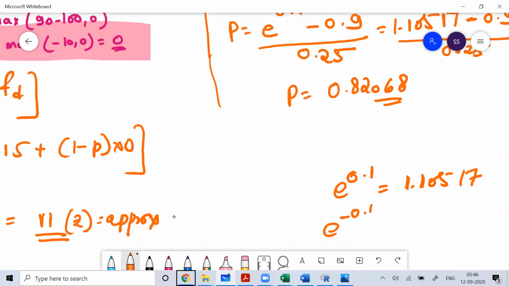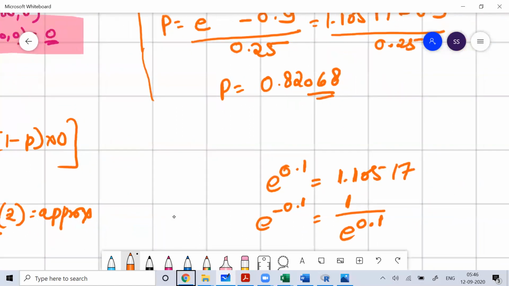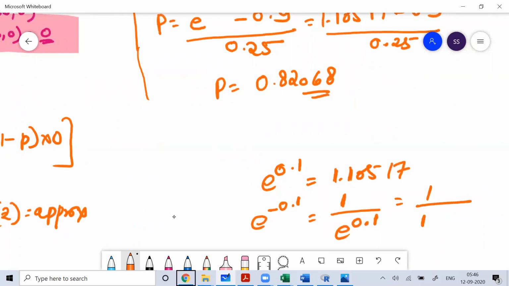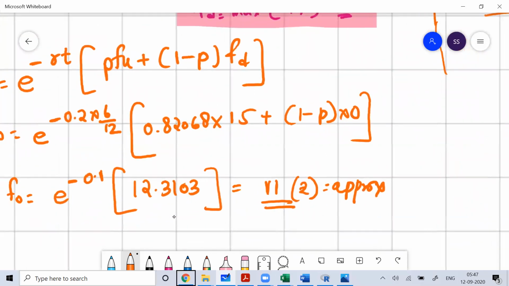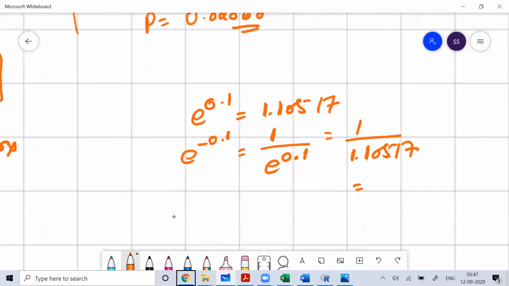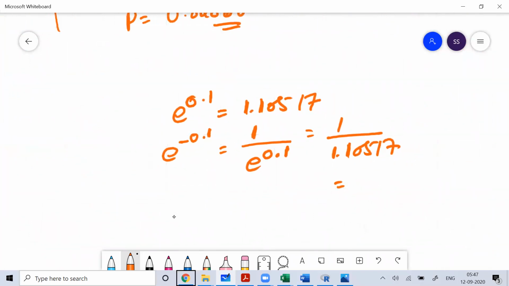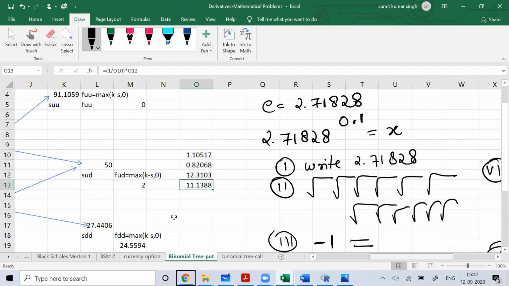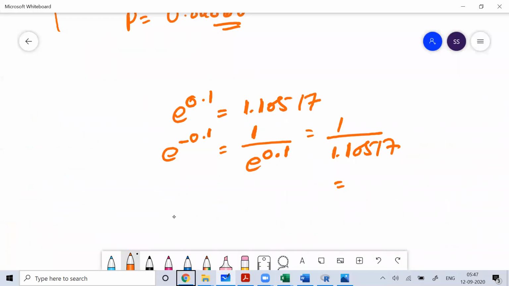Now if I'm asking e to the power minus 0.1, that is nothing but 1 divided by e to the power 0.1. I believe you have seen all my previous videos, so you can easily understand. Whatever value you get, you divide 1 by 1.010517, and that will give you the answer. So this is 0.90484. That is the value of e to the power minus 0.1.